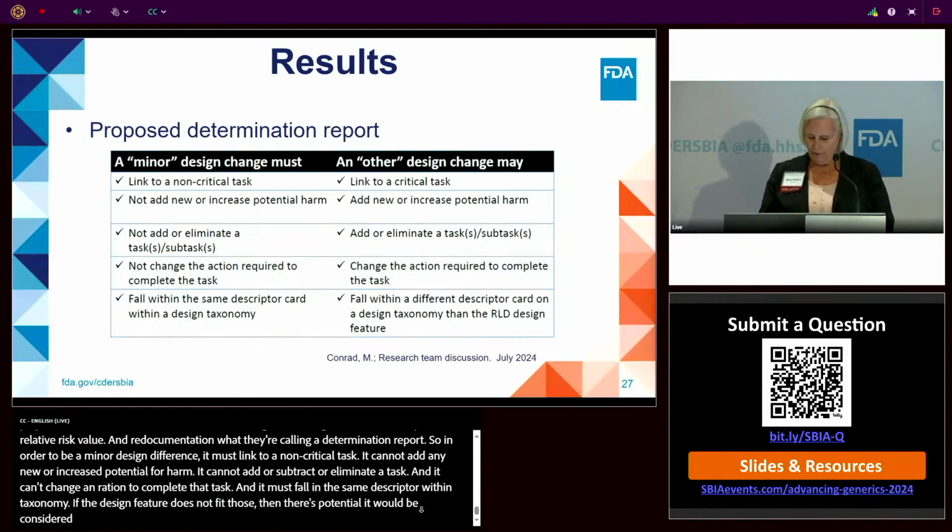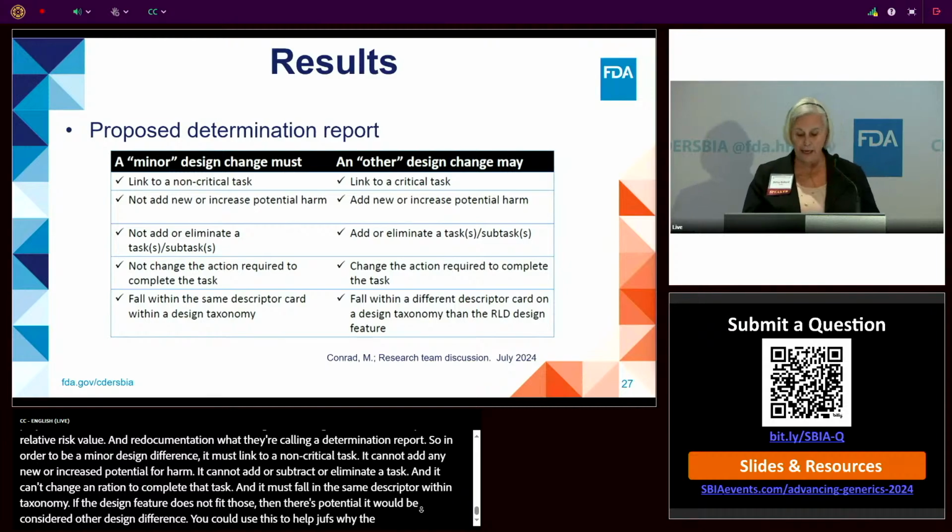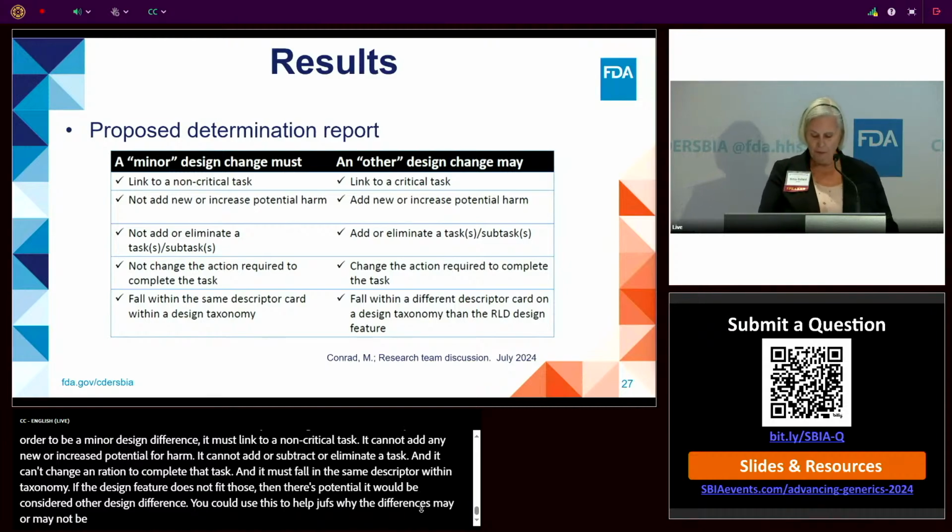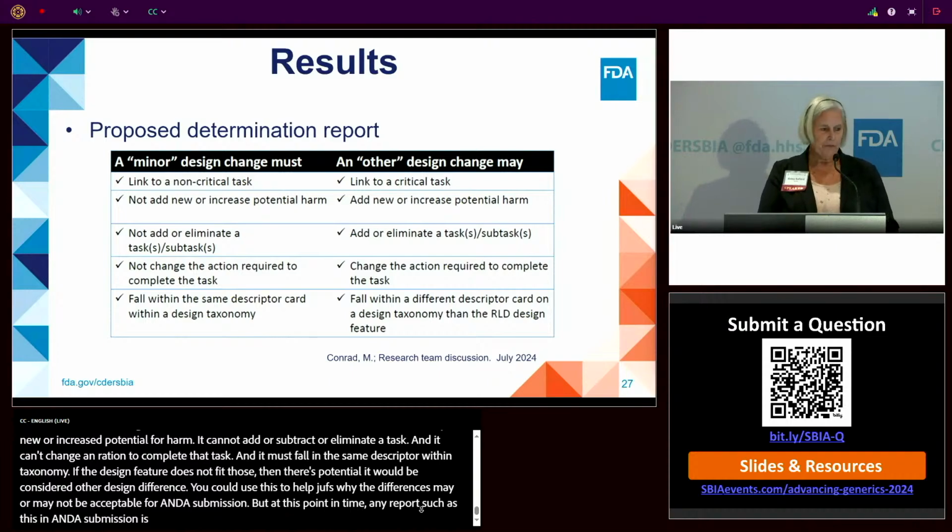And they propose that because the ultimate value of this would be the risk that would be associated with this, you could use this to help you justify why your design differences may or may not be acceptable for an ANDA submission. But at this point in time, the acceptance of this report or any report such as this in an ANDA submission is a bit premature because none of this has been finalized or validated.